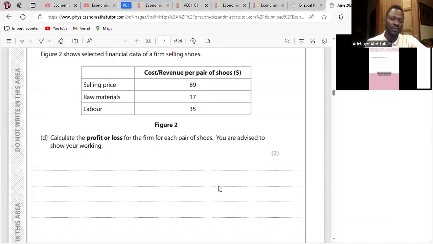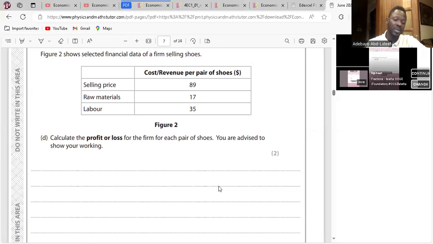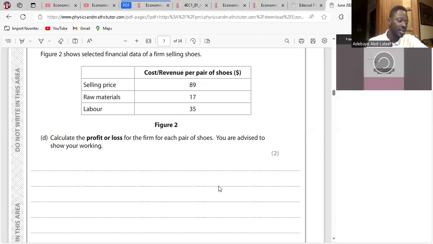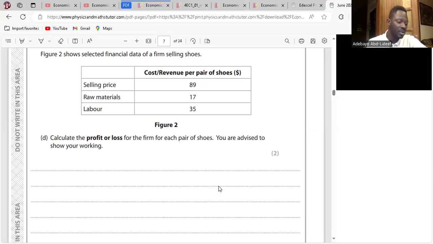Calculate the profit or loss for the firm for each pair of shoes. Profit or loss is total revenue minus total cost. The total revenue is 89, minus total cost, which is cost of raw materials plus cost of labor. So 89 minus 52, that's $37.